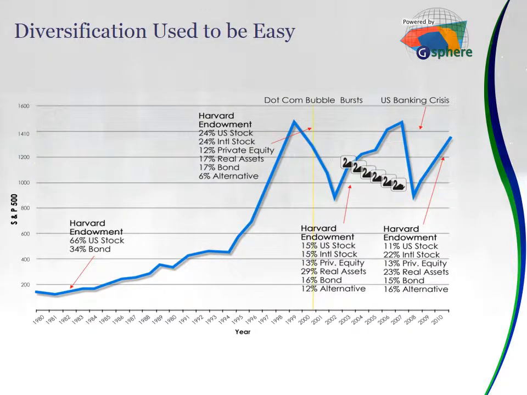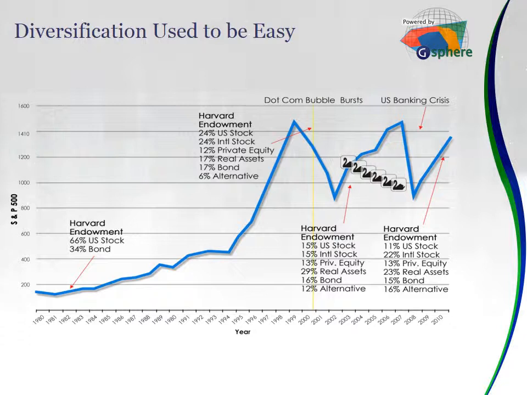Diversification used to be easy. Models produced by G-Sphere tend to look a bit like an endowment model, and Harvard's endowment is one of the biggest and one of the best. For those of you that have read one of Swensen's books, it's basically the same type of approach, and they didn't really know they were optimizing for diversification, but their portfolios basically ended up looking a lot like that. So it's an interesting data point to track how those different models have changed over the years.